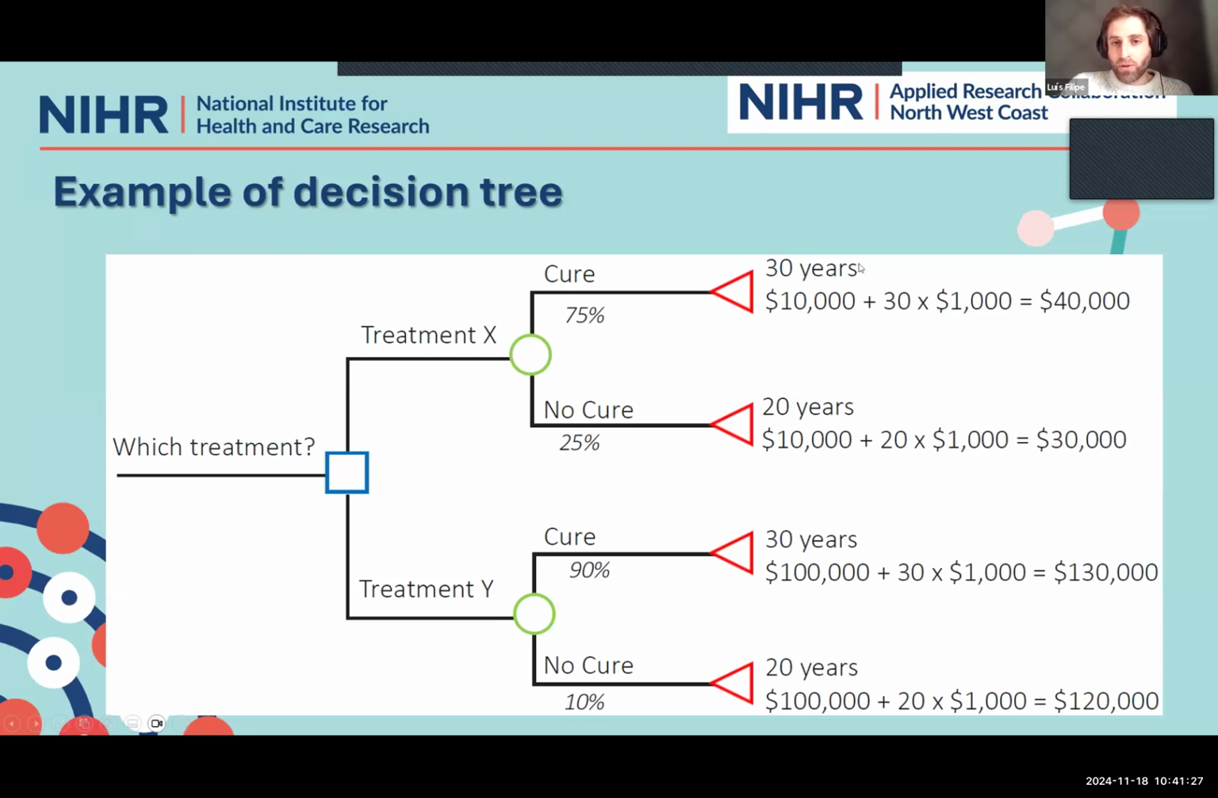Of course, in case of cure with treatment X or treatment Y, the person lives 30 years. And in case of no cure, both with treatment X and with treatment Y, the person lives 20 years. Now, treatment X, you will see, costs $10,000. So this is in dollars, so $10,000, while treatment Y costs $100,000.